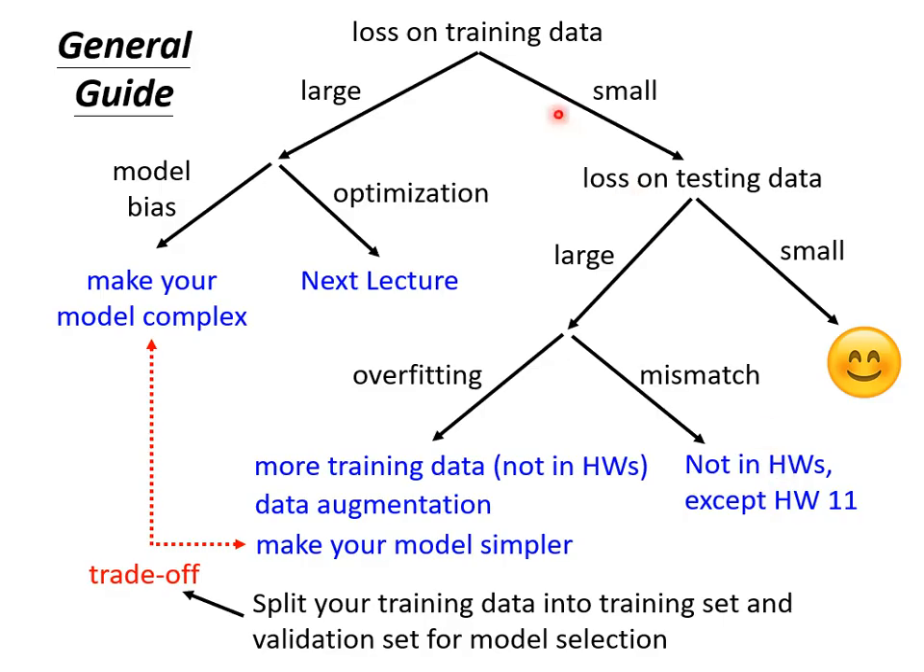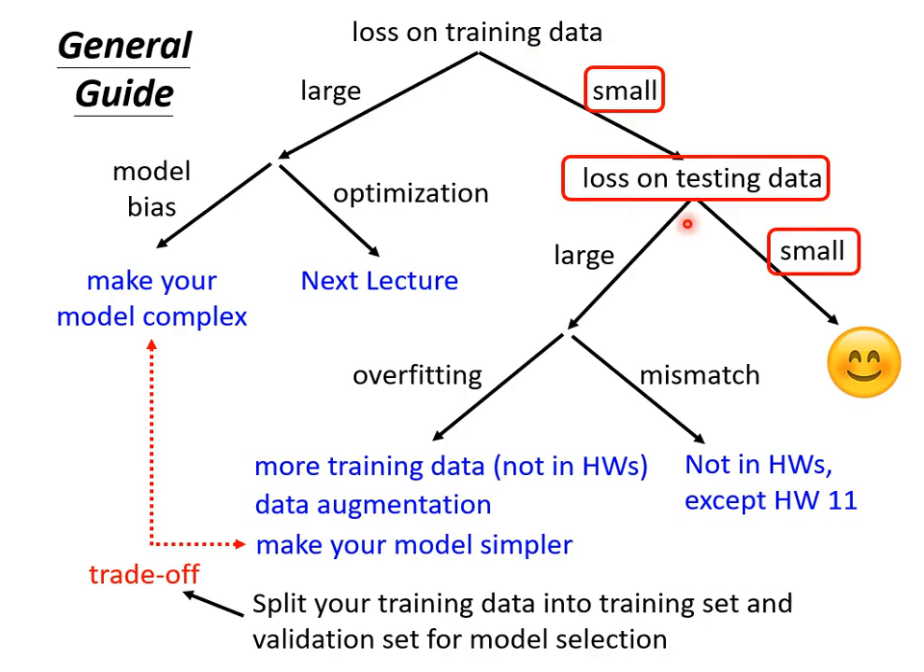Okay, now suppose you have gone through some hard work. You can already make your loss on training data lower. Then you can check the loss on testing data. If the loss on testing data is also low, if it is lower than the strong baseline, it's over. There is nothing left to do, okay?